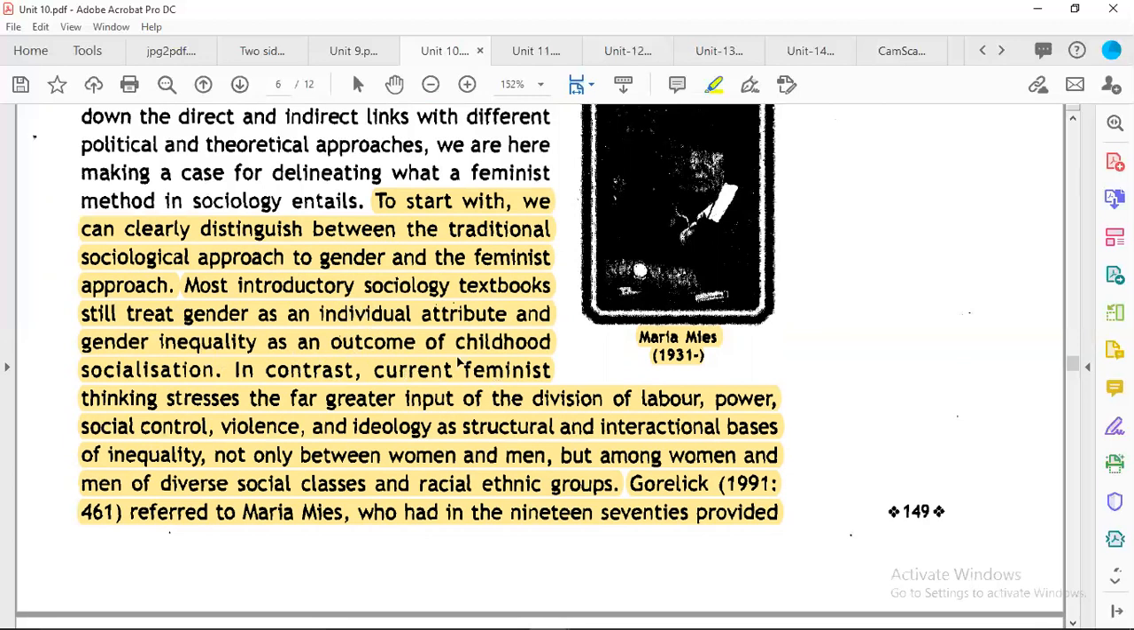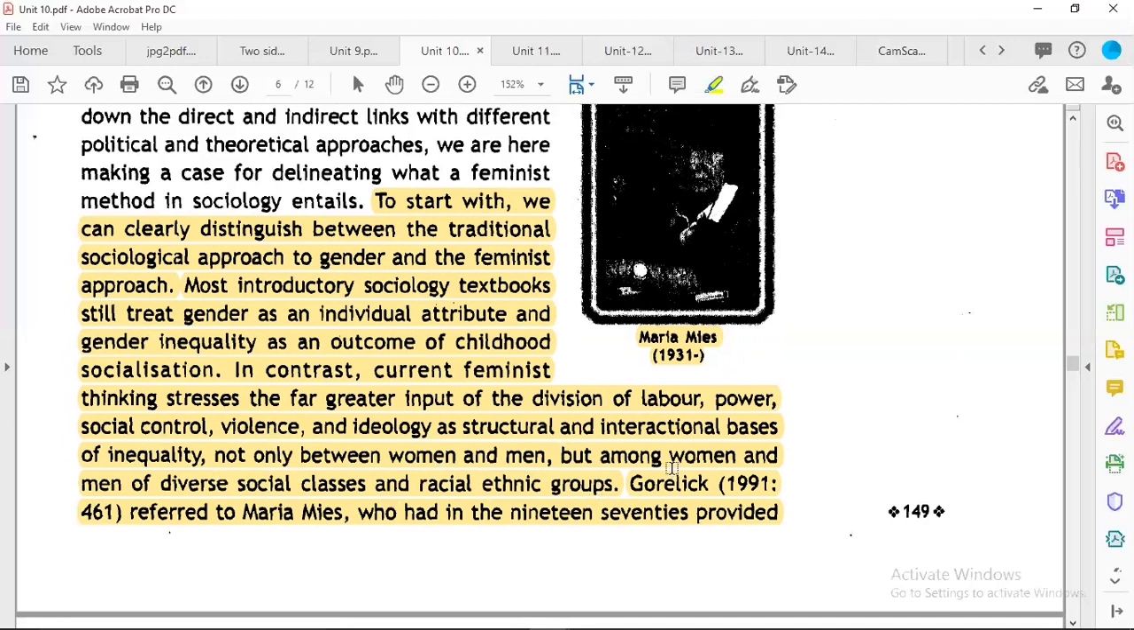In contrast, current feminist thinking stresses the far greater input of the division of labor. Gender is not the fruit of socialization. Gender is the fruit of division of labor. Gender is the fruit of power. Gender is the fruit of social control. Gender is the fruit of violence, ideology, structural and interactional bases of inequality, not only between women and men, but among women and men of diverse social classes and racial ethnic groups.